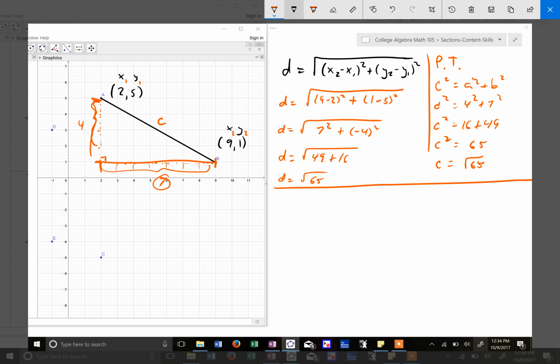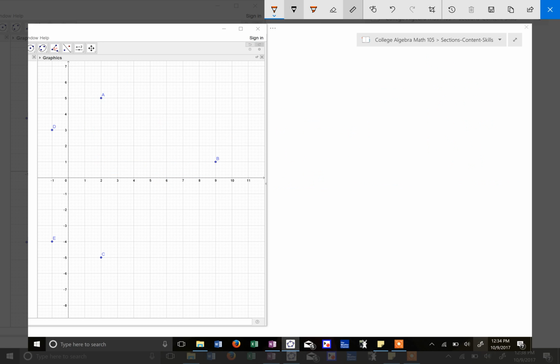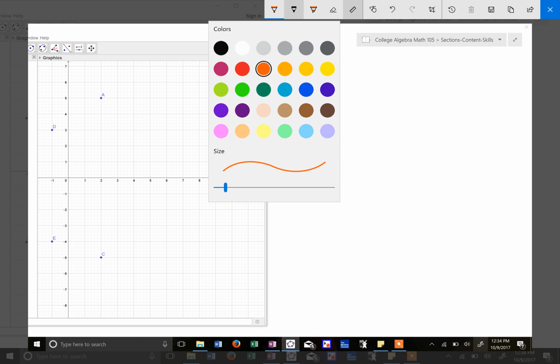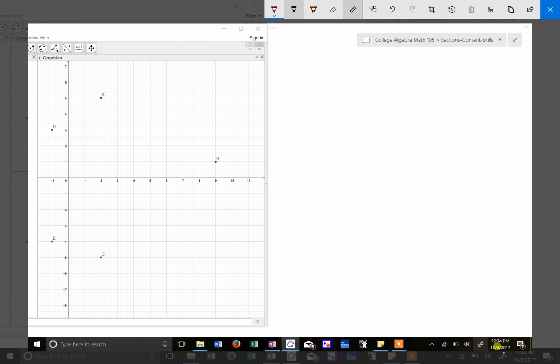Now, I'm going to erase the line. Good. All right, so now I'm going to do another one. Let's say I want to find the distance from A down to C. Well, you don't actually have to use the distance formula. You could just count because it's a vertical line. 1, 2, 3, 4, 5, 6, 7, 8, 9, 10.